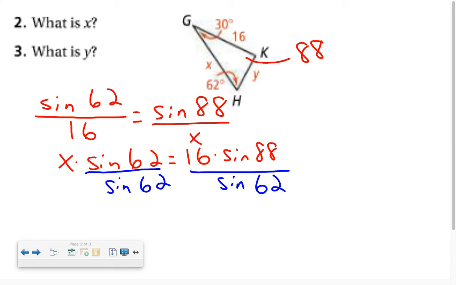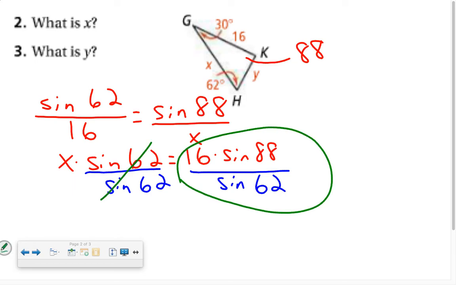Okay, so what I'm typing into my calculator in order to solve for x is all of this. So I have 16 times the sine of 88, close parentheses, divided by the sine of 62. And that gives me 18.1 approximately. So the value of x is 18.1.